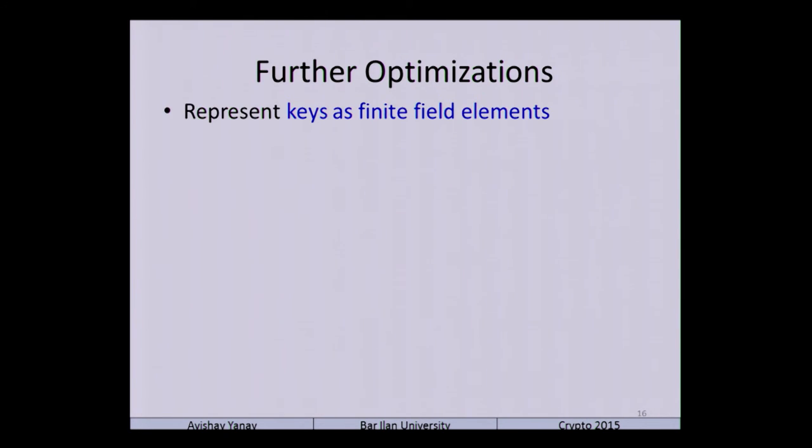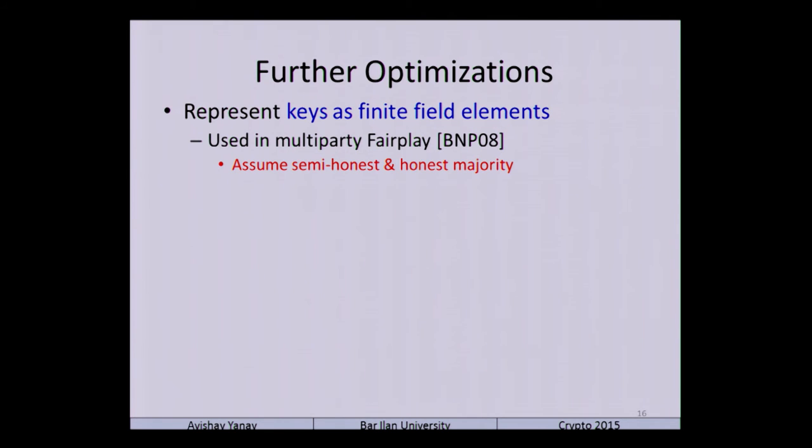Another important optimization is with regard to the representation of the keys in our protocols. In BMR, they used keys as bit strings. In our protocol, we use keys as finite field elements. This was first used in the multi-party Fairplay implementation of Ben-David, Nisan, and Pinkas in 2008. But they assumed semi-honest and honest majority settings, which is not the case in our protocol.